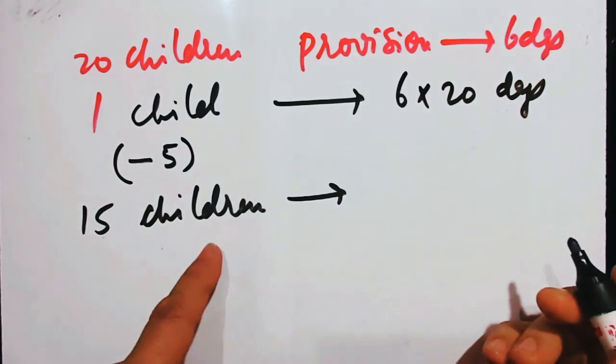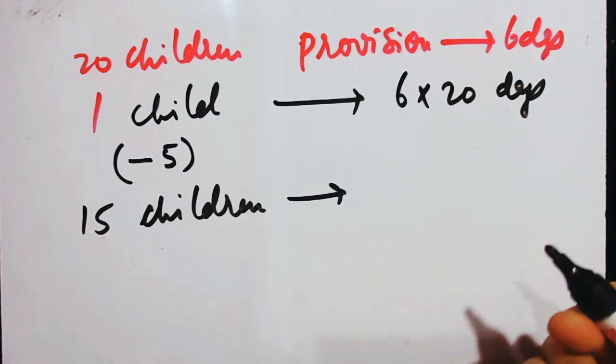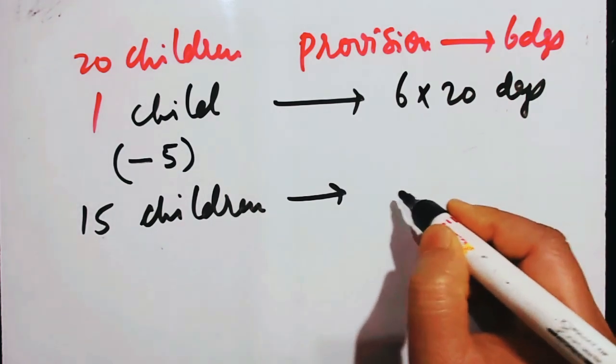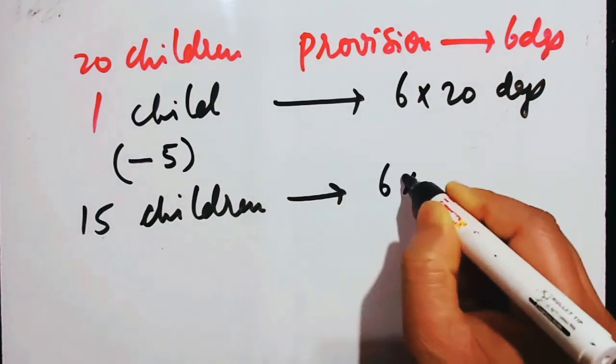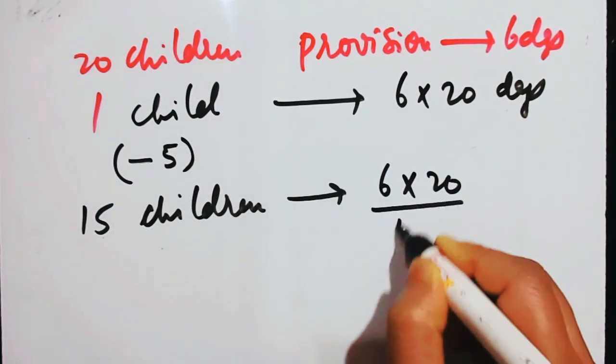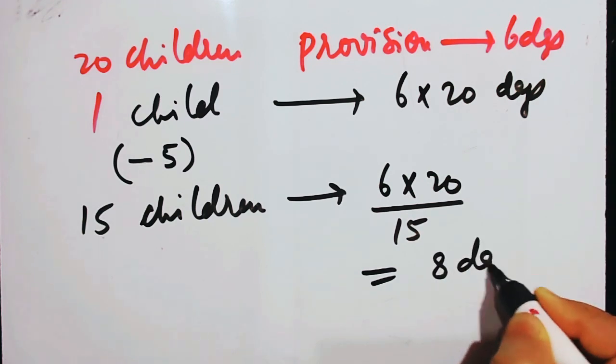So, for 15 children, naturally when the number of children increases, the number of days will reduce. No, in fewer days, in less time, the food will be finished. 6 into 20 divided by 15 will give you 8 days.